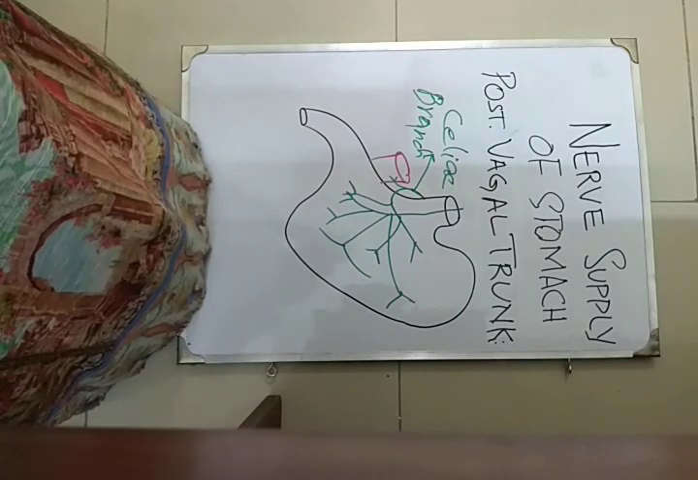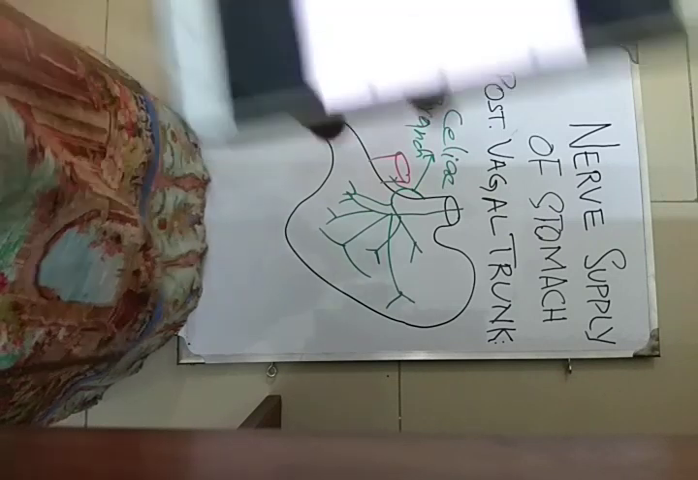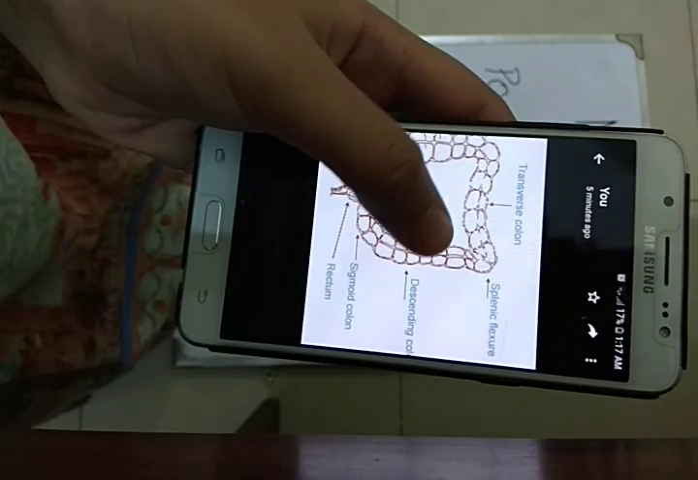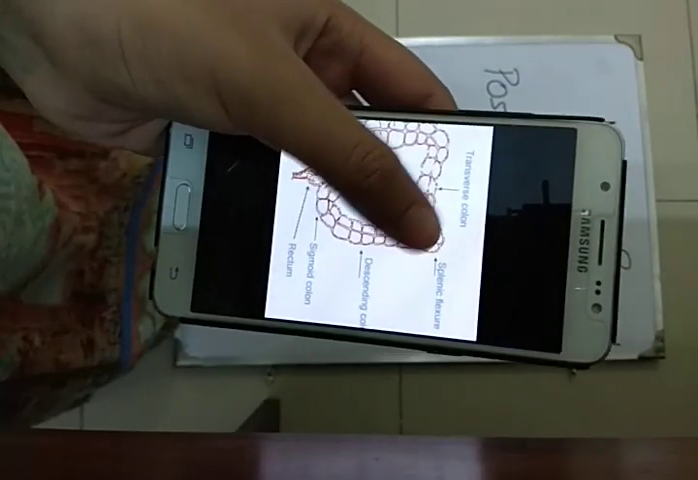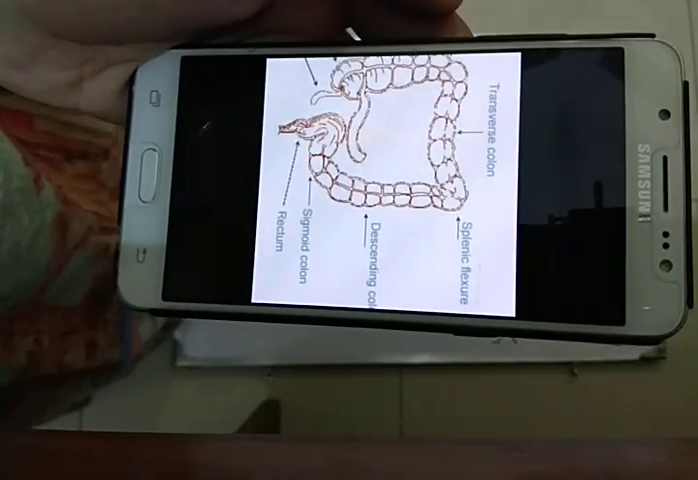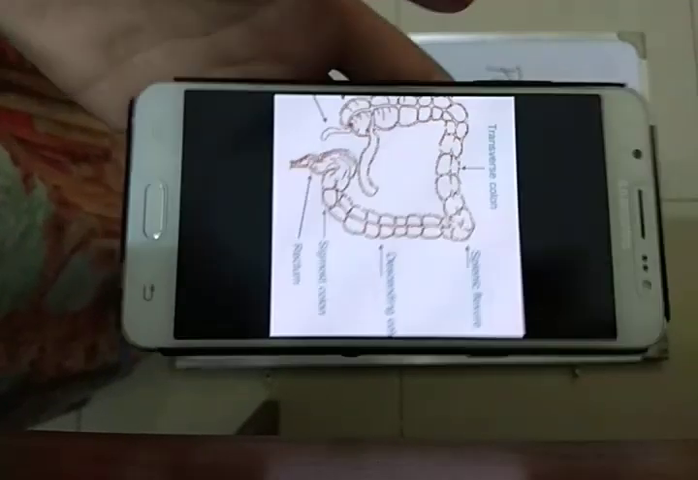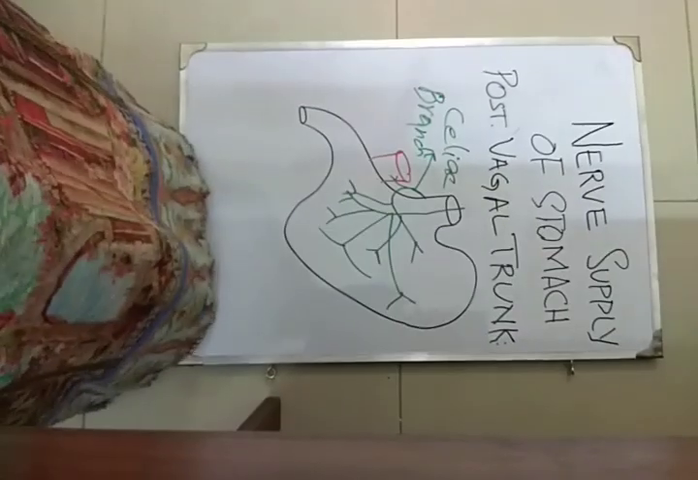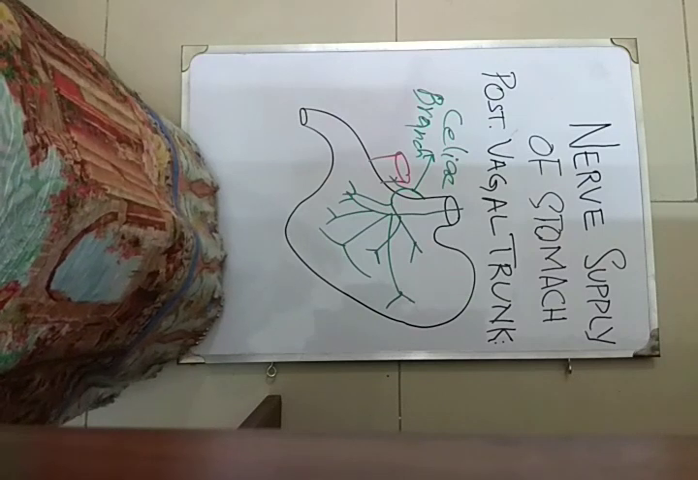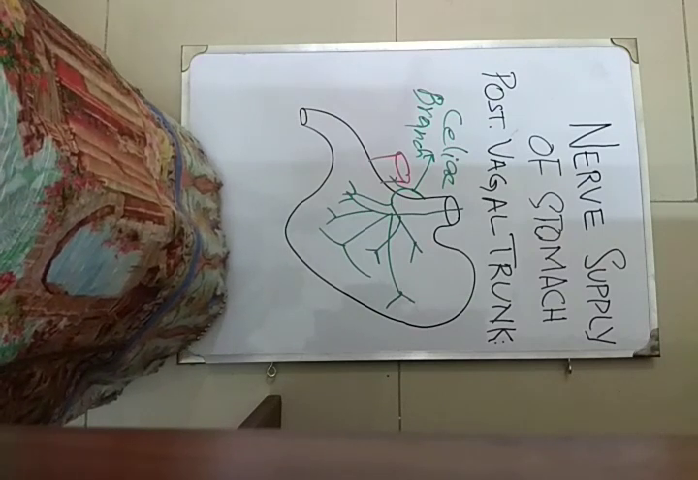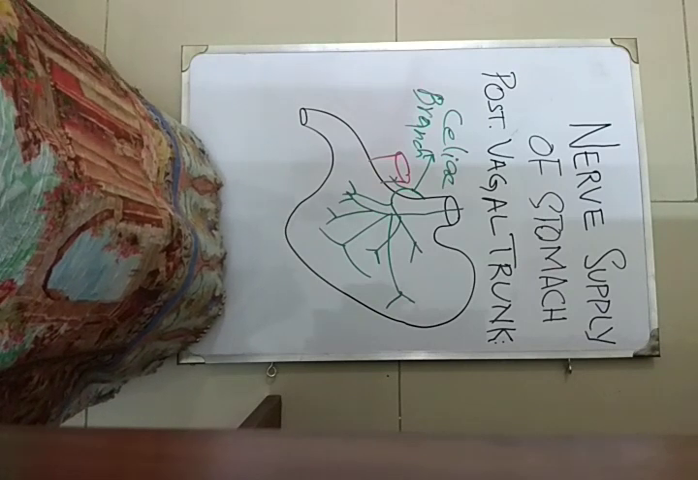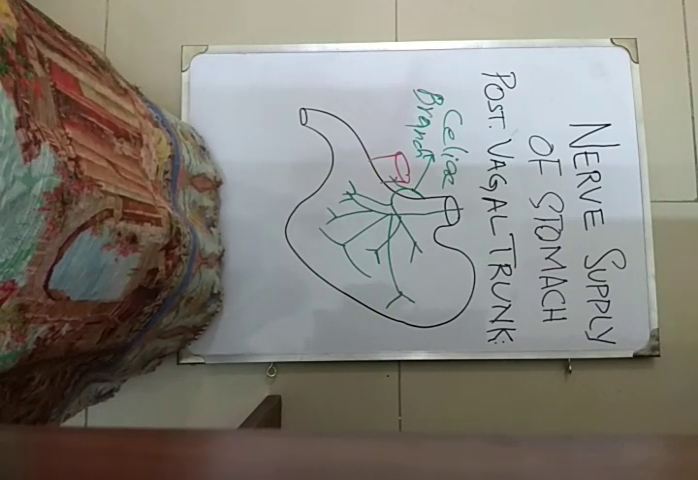So there is a diagram. Over here you can see that this is the transverse colon and this is the splenic flexure. This is the natural folding between the transverse colon and the descending colon. So the extent of the posterior vagal trunk is that it gives branches to the superior mesenteric ganglion and the celiac plexus, and also to the splenic flexure of the intestine.